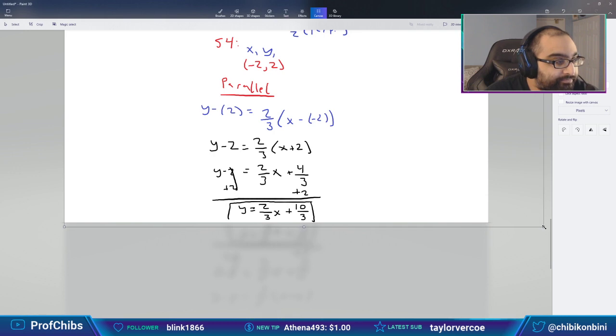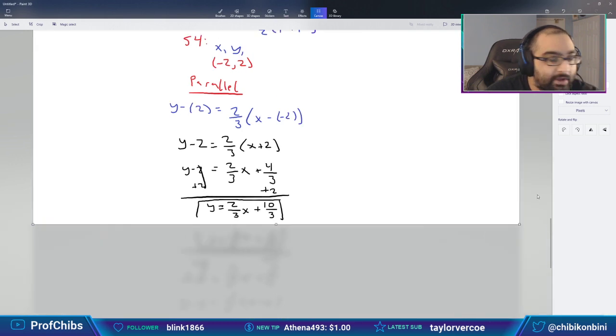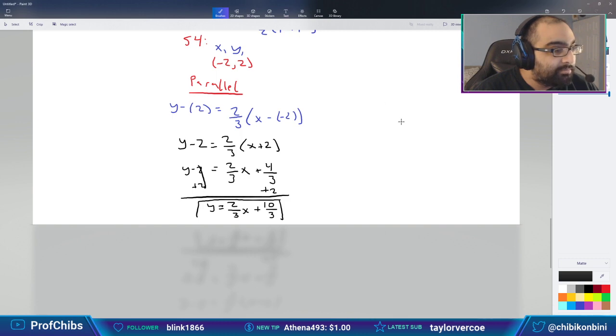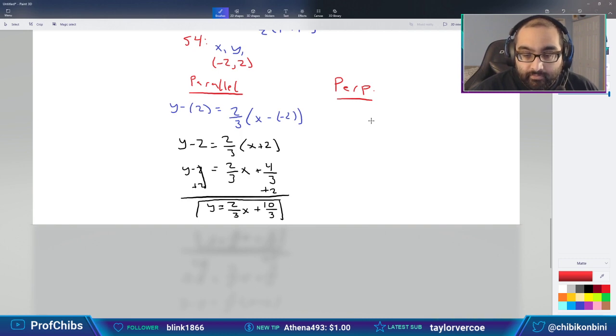All right, so questions about the parallel case there? Any questions about the parallel case? We'll go to the perpendicular case there. Questions about that? Okay.